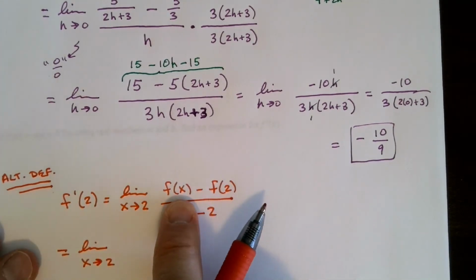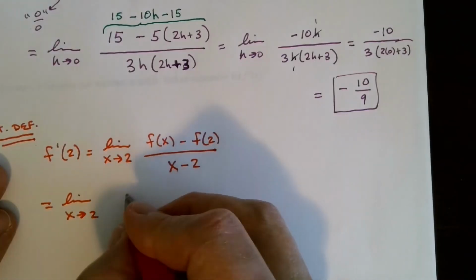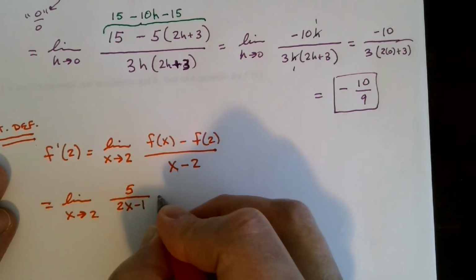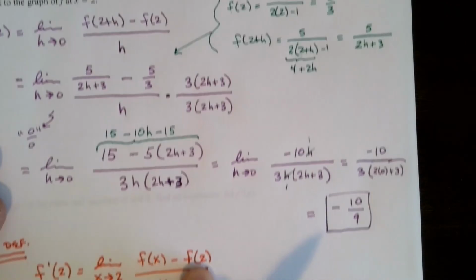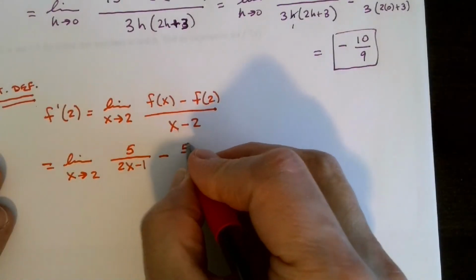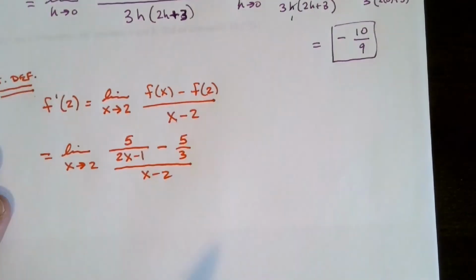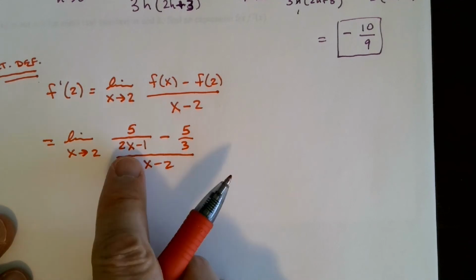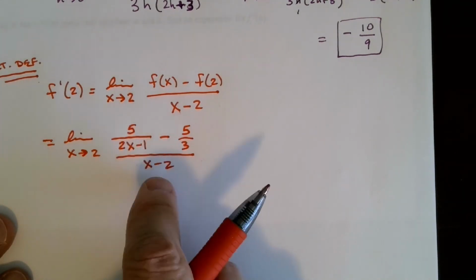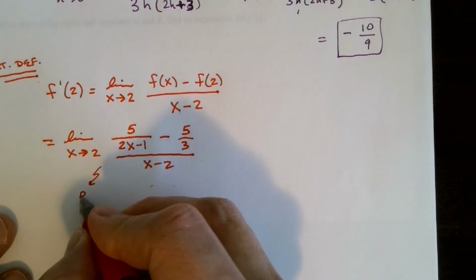F of x is just the original function. Go back up to that, right? 5 divided by quantity 2x minus 1 minus f of 2. And what was f of 2? We found that up here. F of 2 is what? 5/3. All over x minus 2. If I plug in directly x is 2 up top, I get 2 times 2 is 4 minus 1 is 3. I get 5/3 minus 5/3. That's 0. 2 minus 2 is 0. So again, indeterminate form.